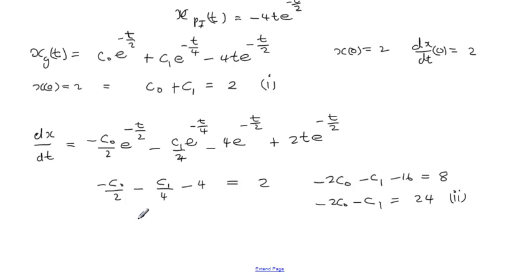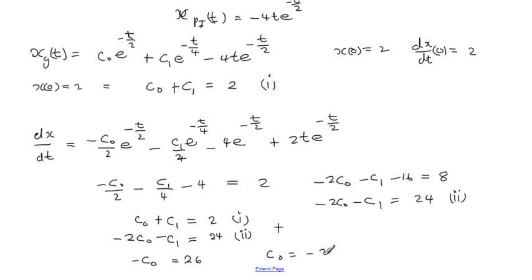Now, taking the two equations simultaneously, we can solve them by elimination. In this case, we can simply add the two equations. We get minus c0 equals 26, whereby c0 is equal to minus 26.